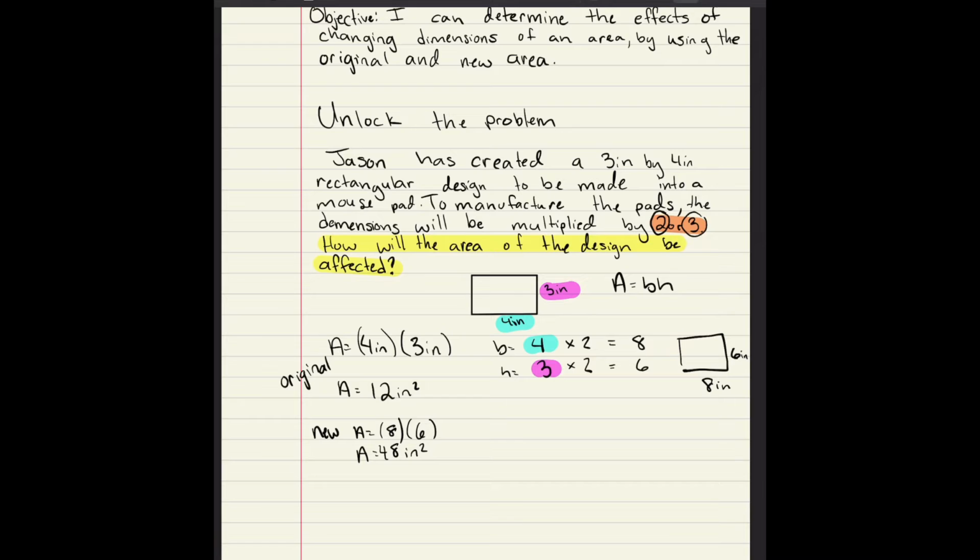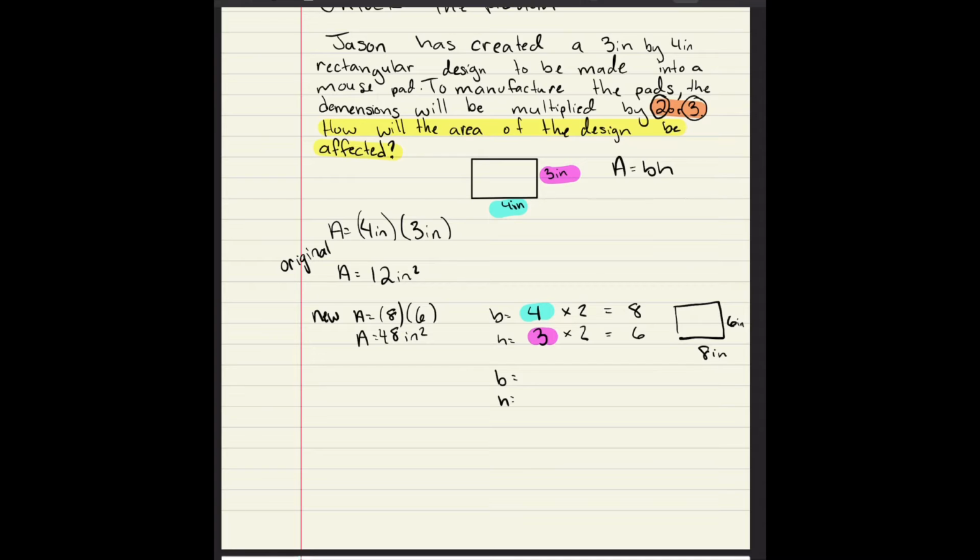But that's not all they asked me. They didn't just ask if it was multiplied by 2. They asked for 2 or 3. So I'm going to do the same thing now. Now I'm going to find a new base and height. But I'm using the original. So I have 4 and 3 as my original base and height. I'm multiplying them by 3 this time, which will give me a new base of 12 and a new height of 9.